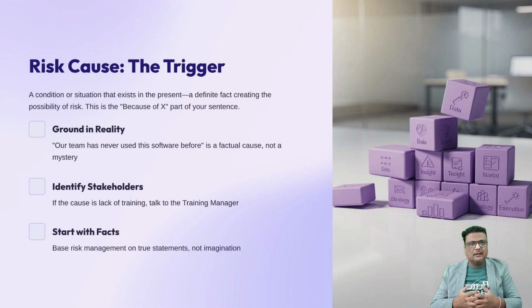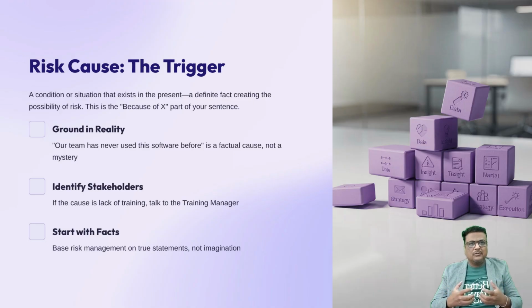It's the trigger. Stay with me here because a cause is not a mystery, it's a fact. For example, our team has never used this software before is a cause. It is a true statement today. Or we are hiring an external vendor we've never worked with. By identifying the cause, you find the who behind the risk. If the cause is a lack of training, the stakeholder you need to talk to is the training manager. By starting with a factual cause, you ground your risk management in reality rather than just imagination.